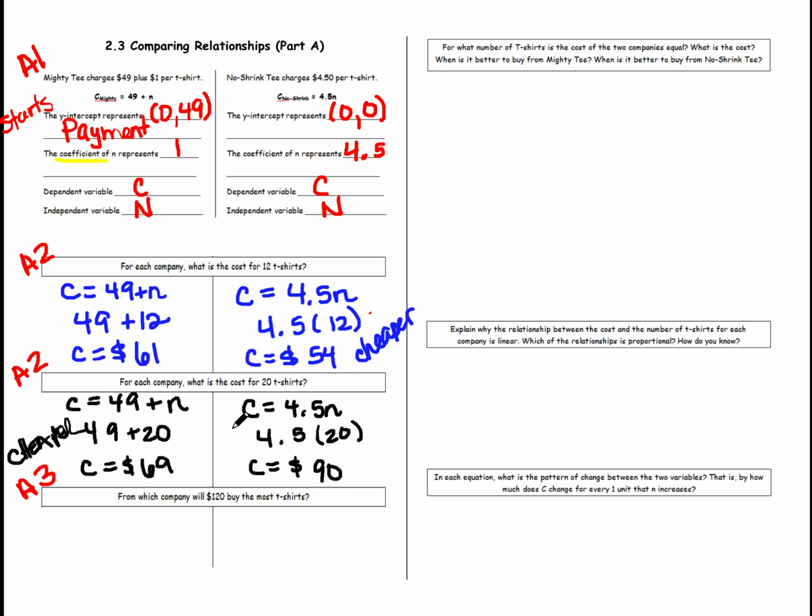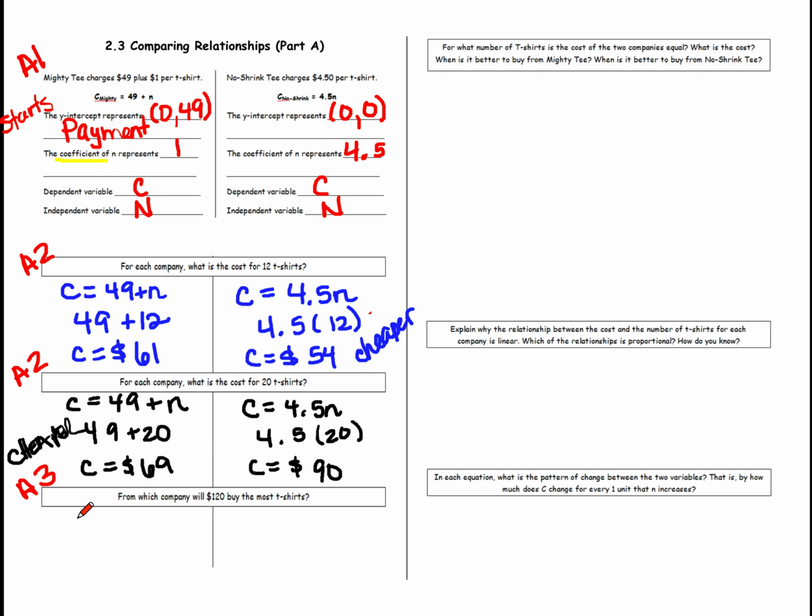Okay, now for A3. A3 is asking us, Lonnie calculates that the school has about $120 to spend on t-shirts. From which company will $120 buy the most t-shirts? Explain your answer. So this time, it doesn't matter how many kids are in the club. I only have $120. So I definitely need to find the cheaper bargain here.